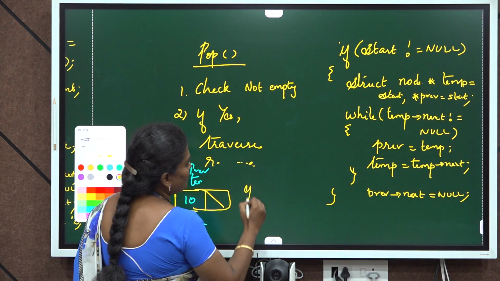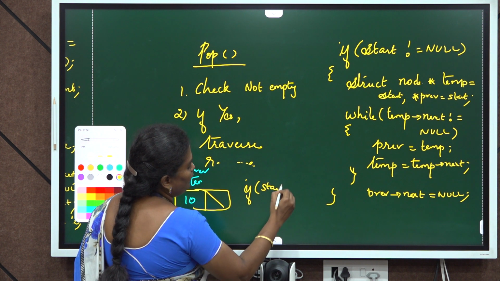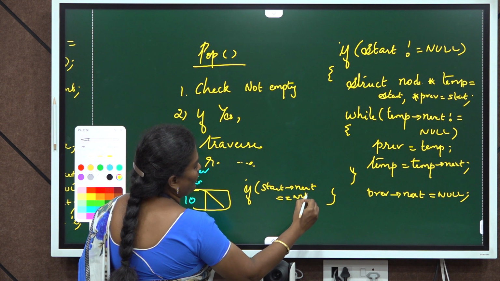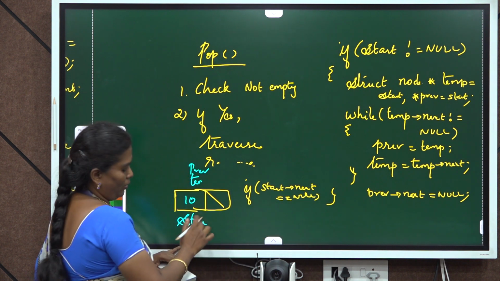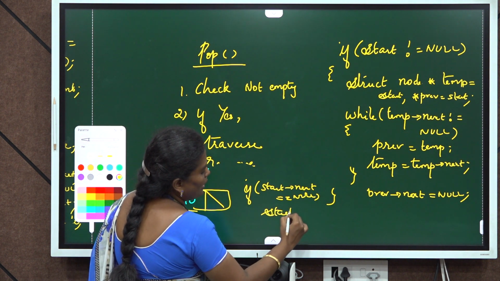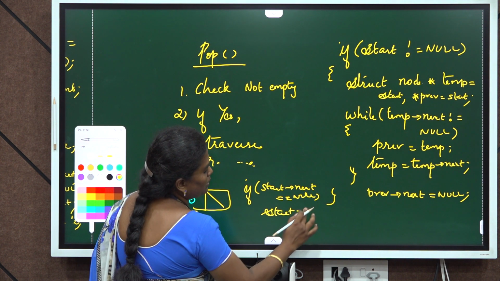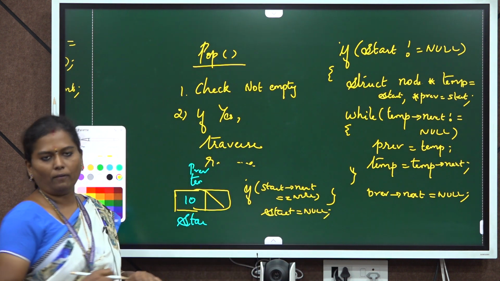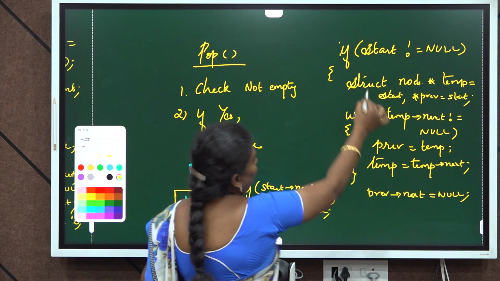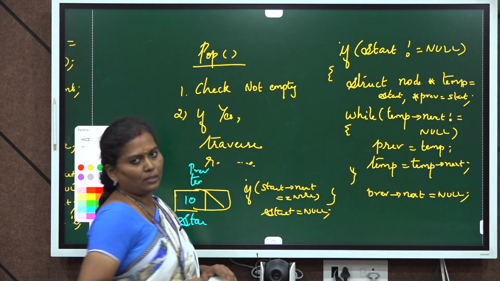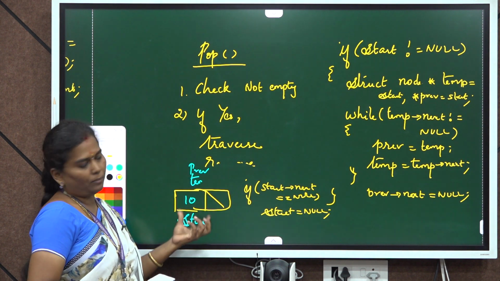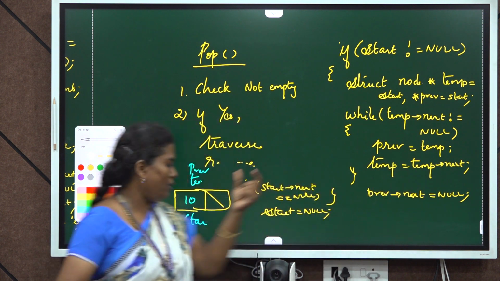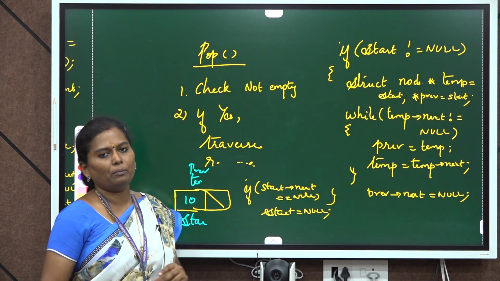So here you are supposed to handle a special case like if start of next equal to null. If start of next is equal to null, then just make start equal to null. If you do this, then if you have a single node, this will work. So this has to be done before all these other statements in order to remove a single node. These lines will remove a node when we have a set of nodes, but if you have a single node, then this specific code will work.